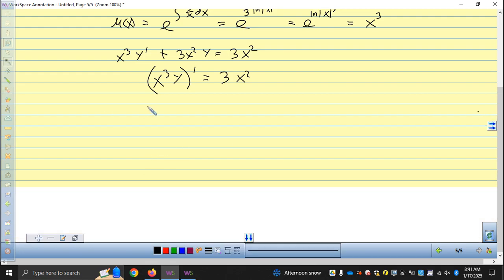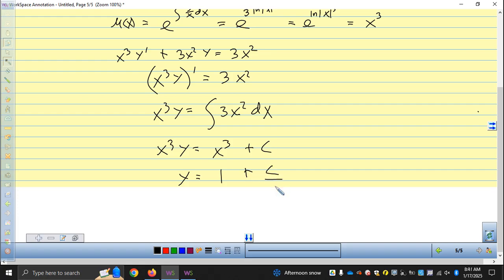We integrate. So x cubed y equals the integral of 3x squared dx. So x cubed y equals x cubed plus c, and y equals 1 plus c over x cubed. And we have our general solution.